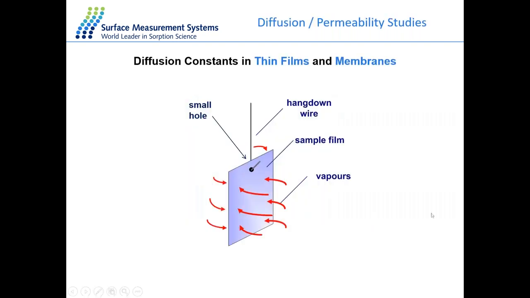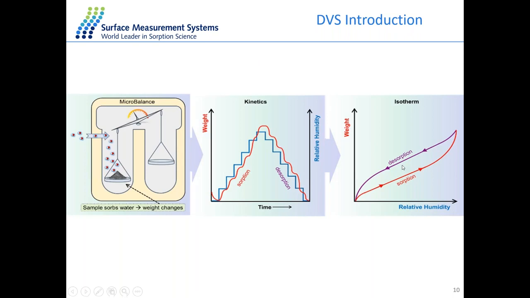We can also calculate some other properties from the isotherm, for example, the BET surface area, if the shape of the isotherm is a typical type 2 or type 4 isotherm, or we can also calculate the porosity or the heat of sorption from the DVS data as well.